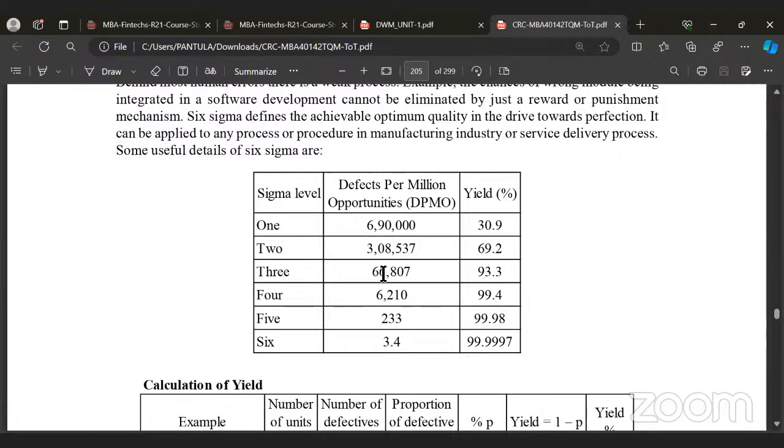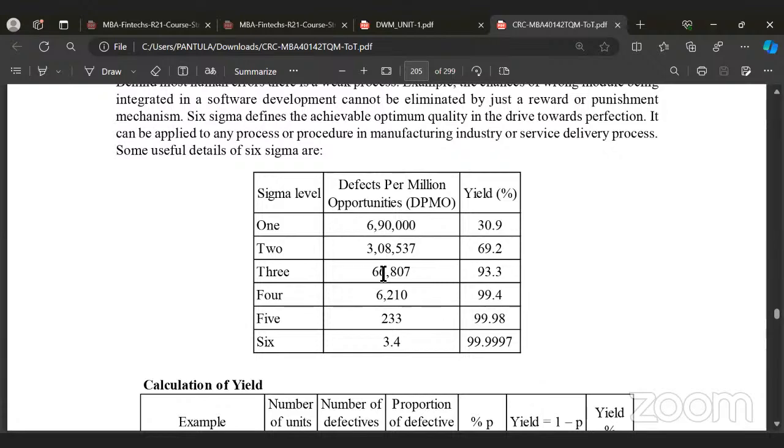Now it's reduced to 366, that is 93.3. Now you can see 4, 6,099 point. If it is 5, 223, that is 99.98. If it is sixth level, 3.4 per million, okay, per million, it's 99.99997. So you can say it's zero defects.